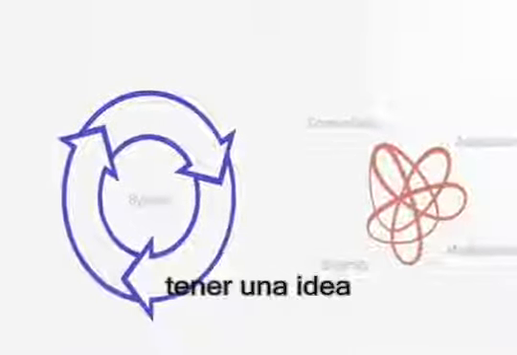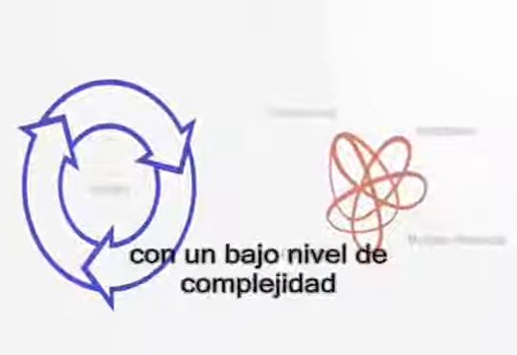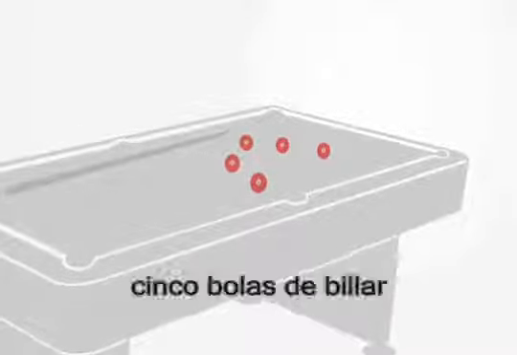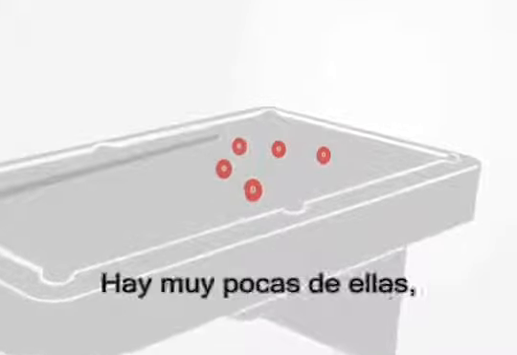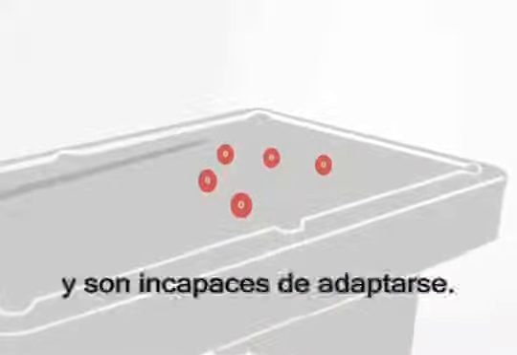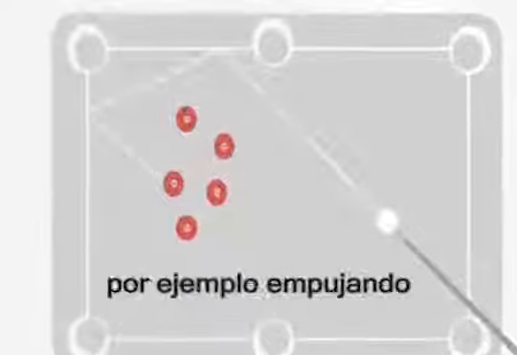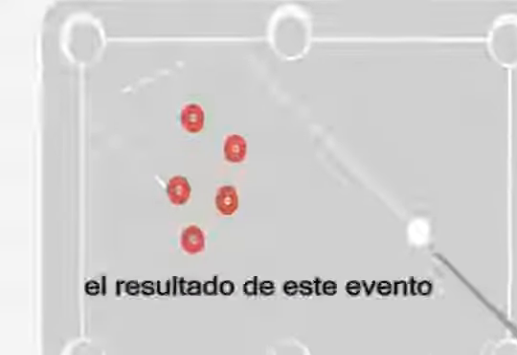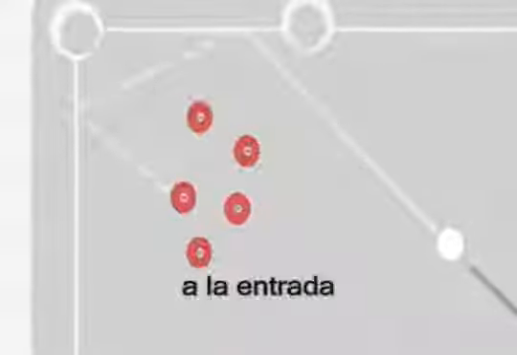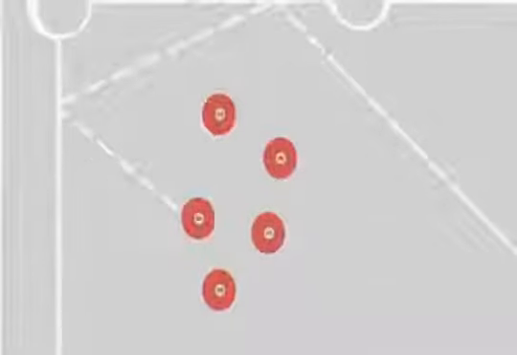So now we have an idea of what systems and complexity are. Let's put them together, starting with a system with a low level of complexity. An example of this might be a set of, say, 5 billiard balls on a table. There are quite few of them, they are all the same, they are all separate from each other, and they are incapable of adapting. If we input some energy into this system by, say, pushing one of the balls, the outcome to this event is directly proportional to the input and is predetermined by it. We can repeat the same action 1,000,000 times and we will get the exact same results.